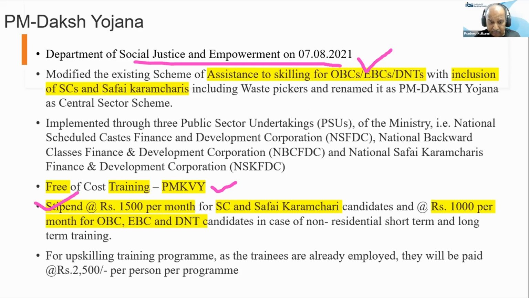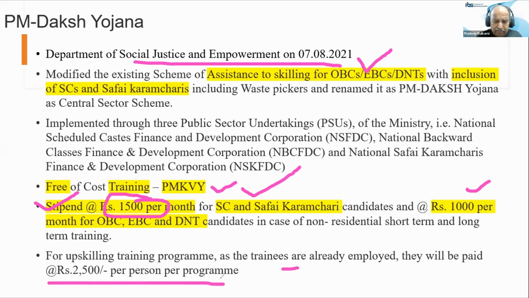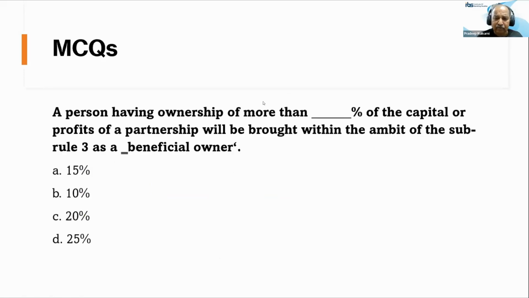There is a stipend of 1,500 rupees per month for SC and Safai Karmachari and 100,000 rupees for OBC, EBC and domestic nomadic tribes candidates. And for the upskilling training program, as the trainees are already employed, they will be paid 2,500 per person per program. Like this, some features are there for PM Daksh Yojana, and the threads are being picked up from this only under the Vishwakarma scheme, where training is included.